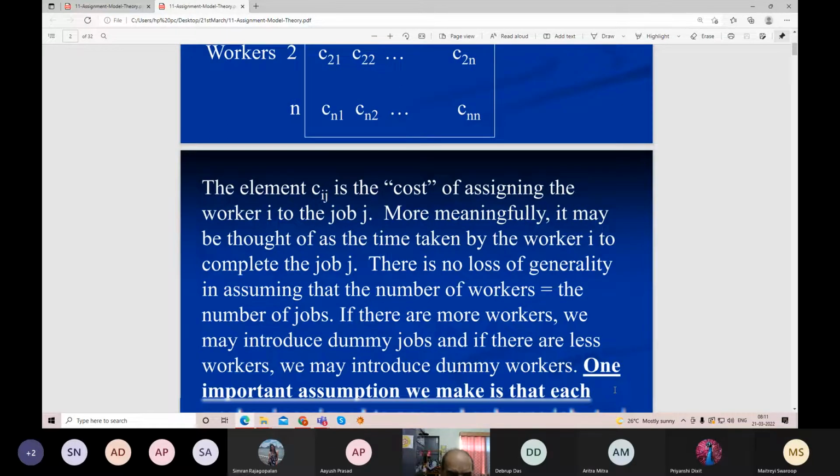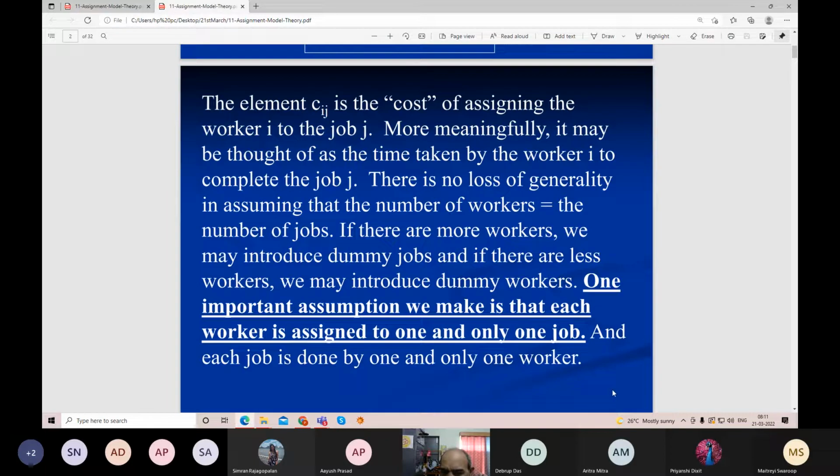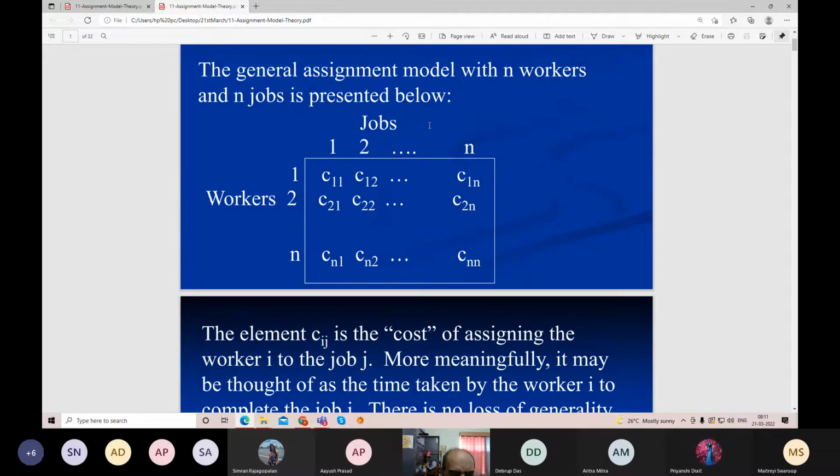One important assumption we make is that each worker is assigned to one and only one job, and each job is done by one and only one worker. So in this problem, since we have n jobs and n workers, we are assigning only one job to one worker. We cannot assign more jobs. If you are assigning more jobs to one worker, that is a different problem.